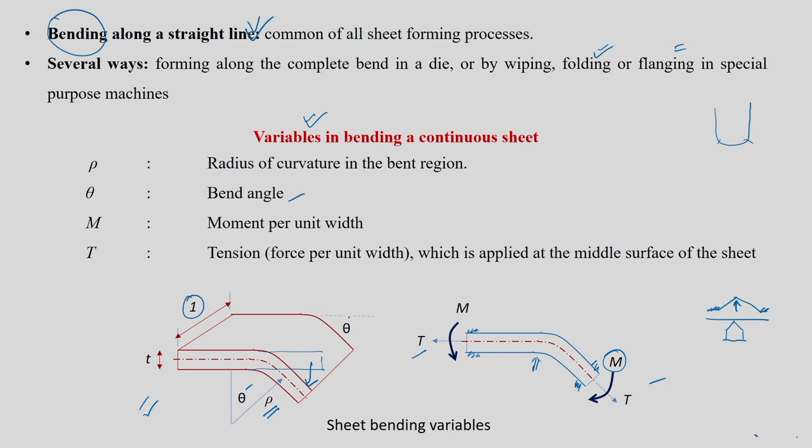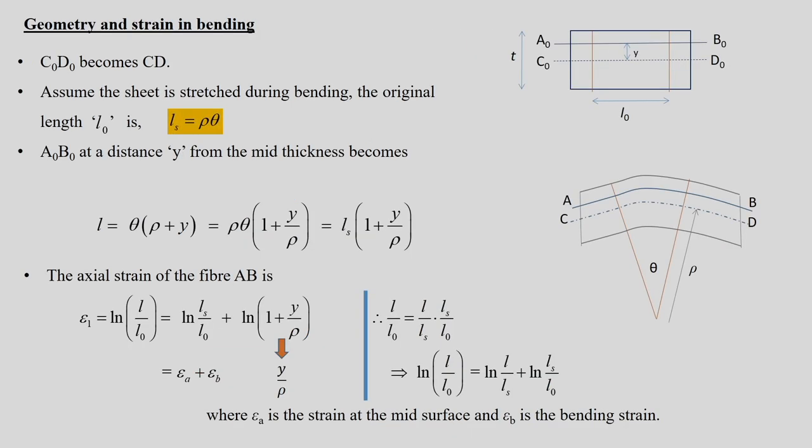Okay, so these are the variables. You have a bend angle theta, then rho, the radius of curvature, then tension and moment applied in the sheet. Now, as usual, the first thing we are going to evaluate is strain. Like in the previous chapters and modules, we first evaluated strain from the new dimension with respect to the original dimension, and then went ahead in calculating the other quantities when you deform a sheet. Similarly, here also we are going to first evaluate strain in bending.